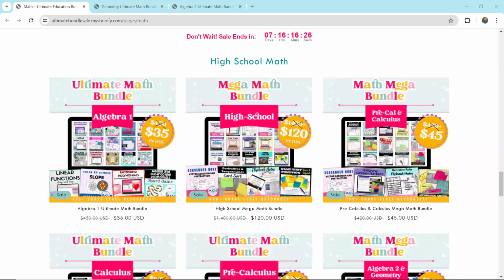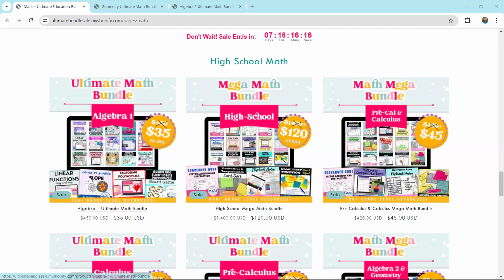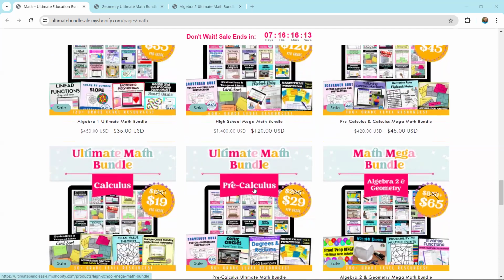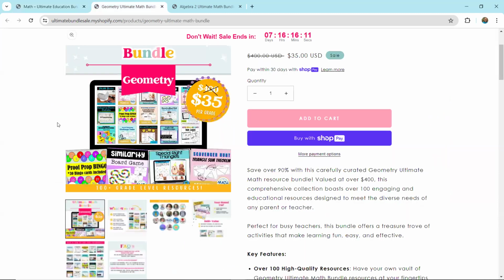Hey guys, let's take a look at the Ultimate Math Bundle for 2024. I scrolled down to high school because that's what we're interested in, right? And so you can see that there are lots of different options for the bundles. And I want to look at geometry first. So there are more than 100 different things in here.